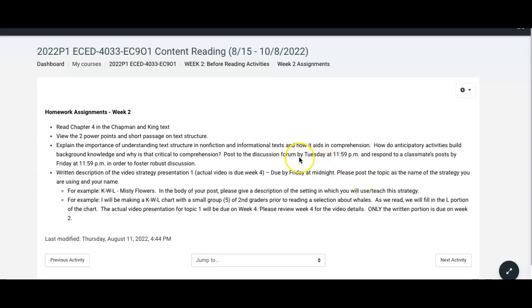Oh, well, this says post by Tuesday. That is incorrect. It is Wednesday. And you respond to a classmate's post by Saturday, not by Friday, as it says here. So your initial post is going to be Wednesday, like usual, and your peer response is Saturday, as usual.